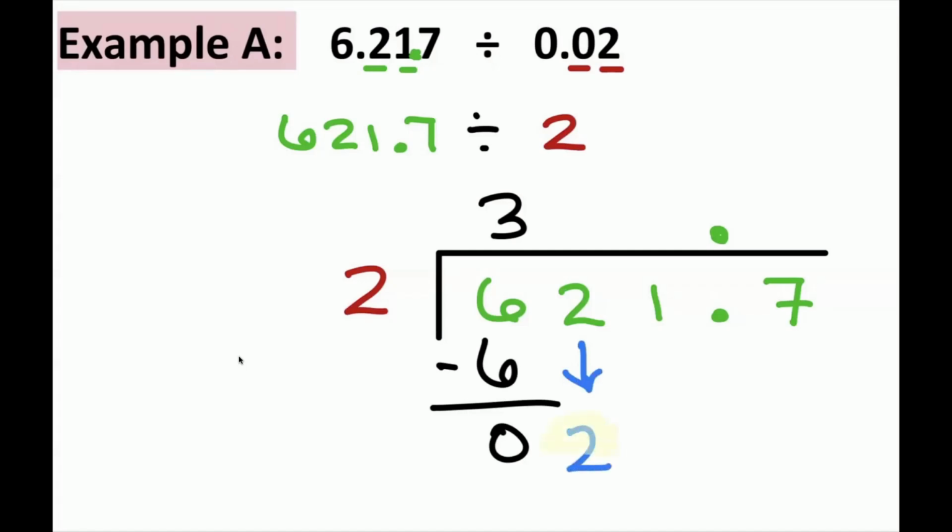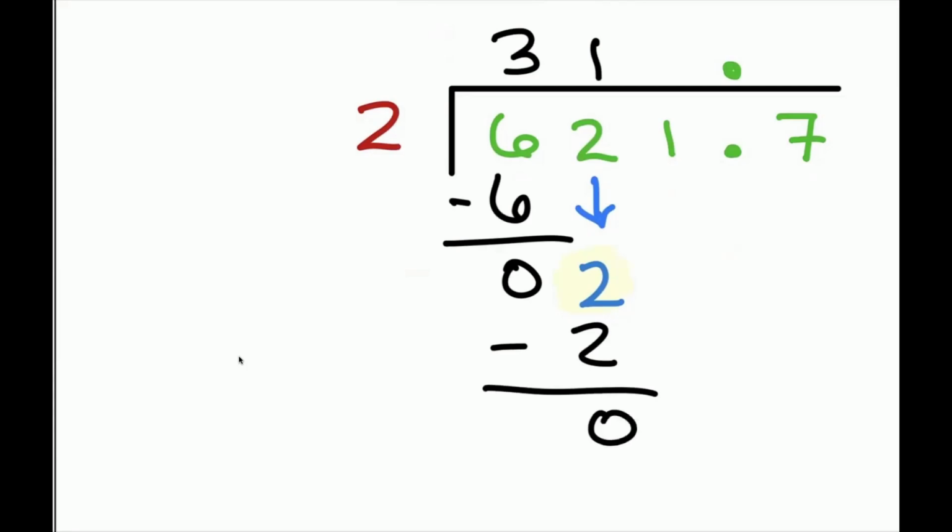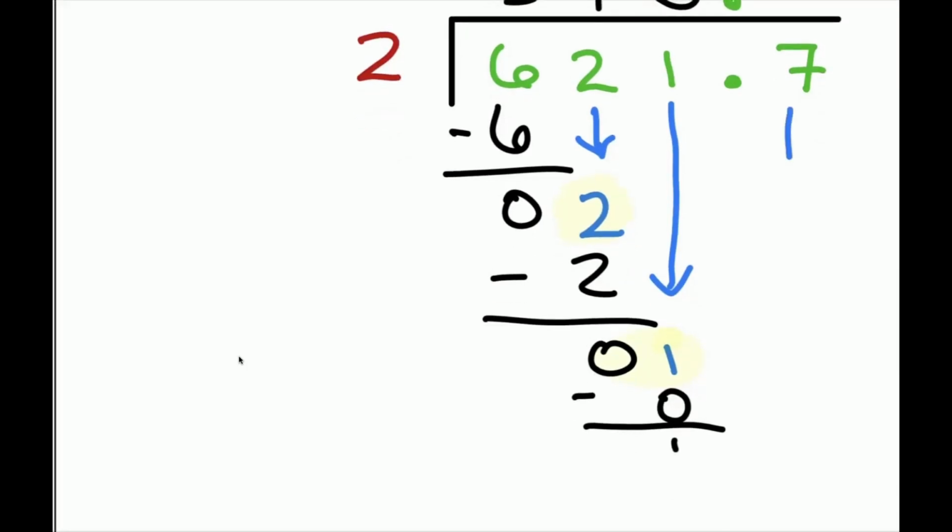Now the new number we're focusing on is 2. 2 fits into 2 1 time. 2 times 1 is 2. Subtract, bring down. Now the new number is 1. 2 can't fit into 1. So I'm going to go ahead and put a 0. 2 times 0 is 0. Subtract, bring down. Now our new number is 17.